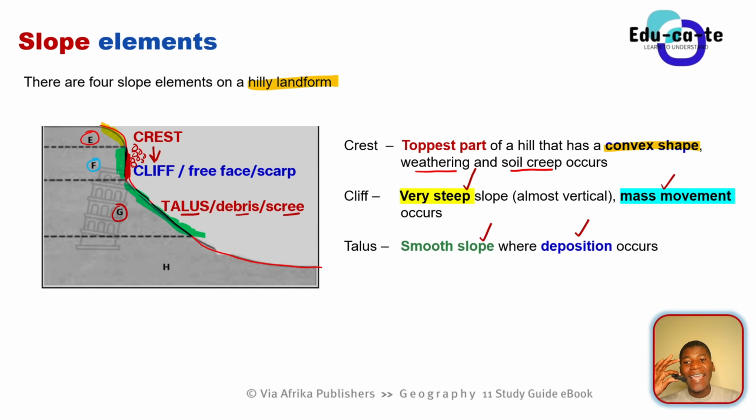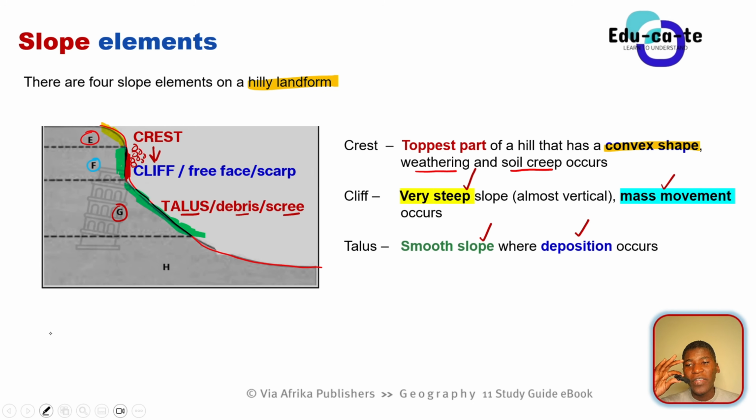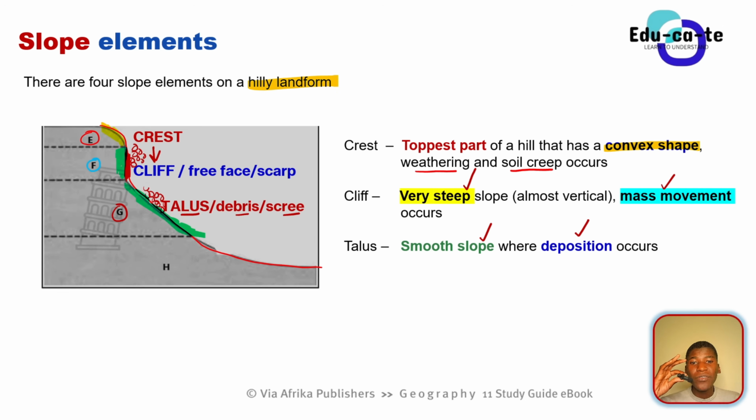There was weathering, and then those rocks were falling here at the cliff. That is mass movement. And then here, those rocks will now accumulate at the talus slope. So they will accumulate. So that is deposition. It just means that these rocks which have fallen from the top of the mountain will be accumulating here on top of what? On top of the talus slope. So it is basically a generally smooth slope. So the main geomorphological process occurring at the talus is deposition.